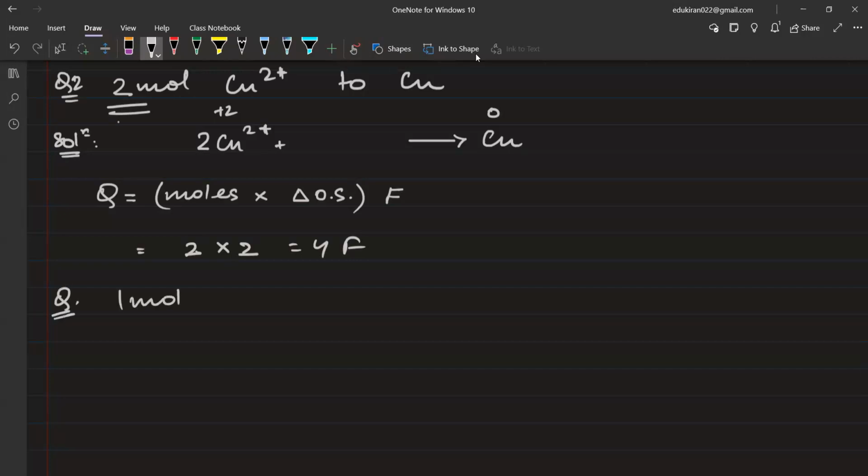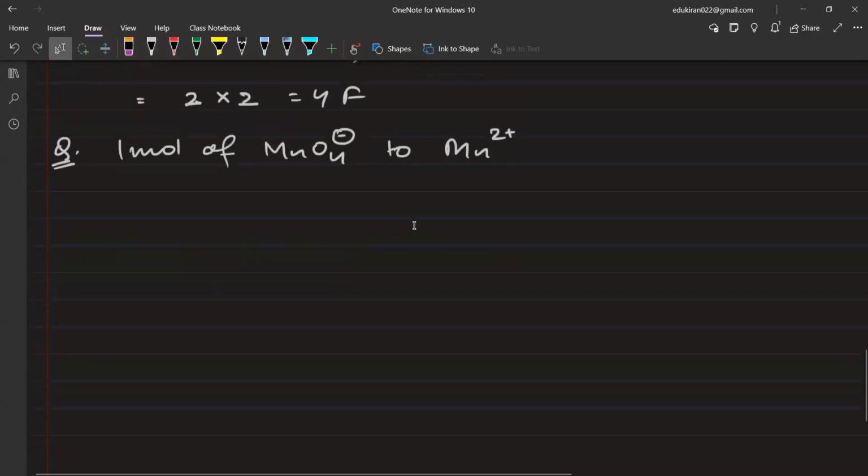Similarly, see, write a question: 1 mole of MnO4 negative to Mn2 positive. How will we do it in this case? Please see, I will write the reaction first. I'll write MnO4. Students may get nervous here: sir, you don't write the oxygen, you only write Mn. You have to focus, we only require Mn here. Oxygen has no role here, that is why I'm not caring about oxygen right now. Our main motive is to calculate the charge. We don't have to balance the equation.